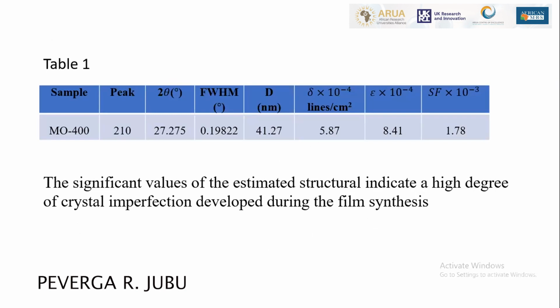The dislocation density, the microstrain, and the stacking faults are so high, indicating that there are high crystal defects that were formed during the film deposition. Eventually, this could be due to the high surface temperature, which is about 400 degrees Celsius.